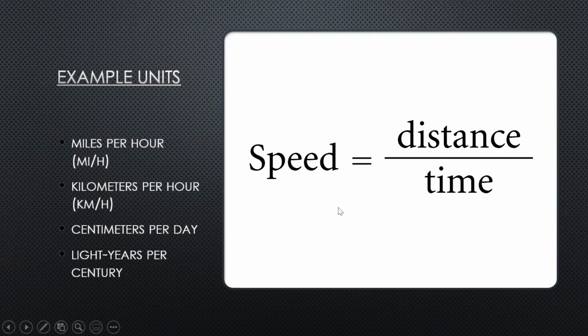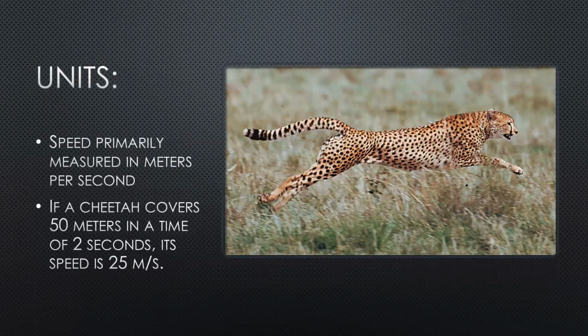So if you missed it, here's our formula for speed. It is our distance divided by time. Here are some example units. You can have miles per hour, kilometers per hour, centimeters per day. You can have light years per century. Now our SI units for speed are going to be meters per second. Speed is a scalar. It only depends on a magnitude or a quantity. Speed does not care about direction. More on that later. Okay, we had done a worksheet.